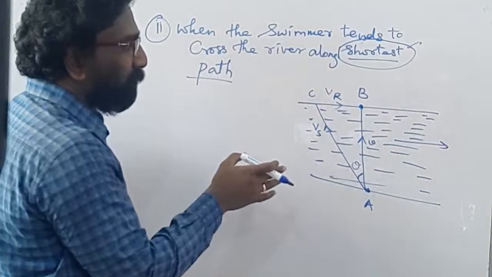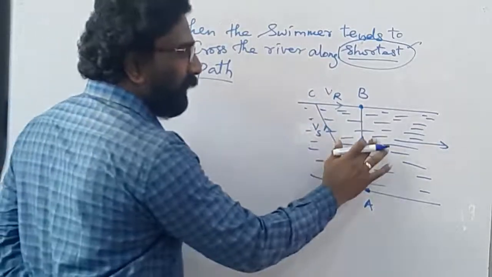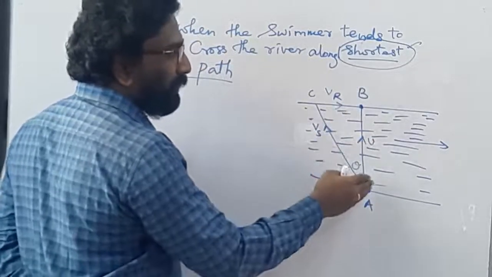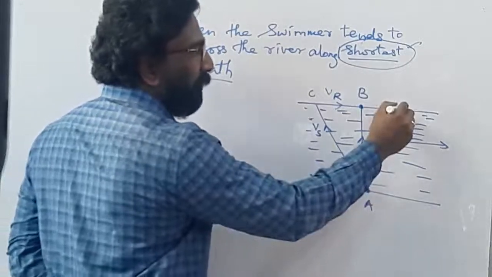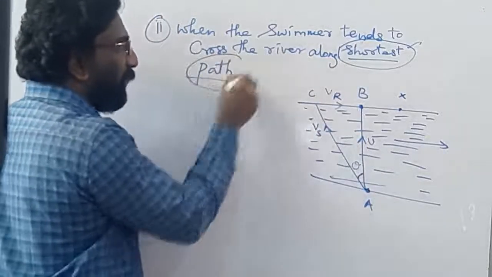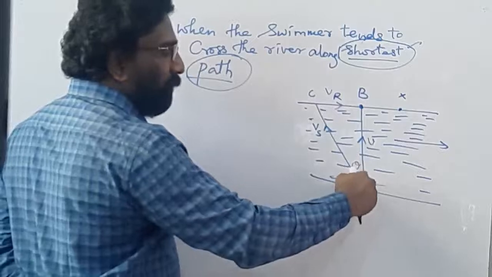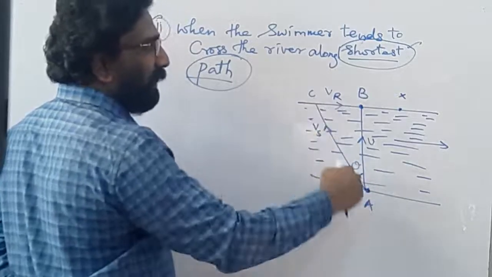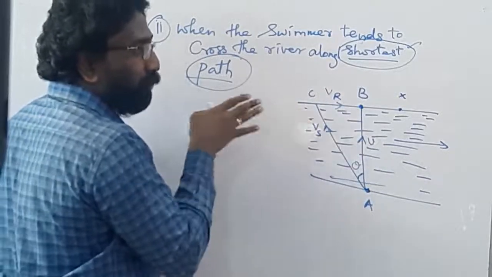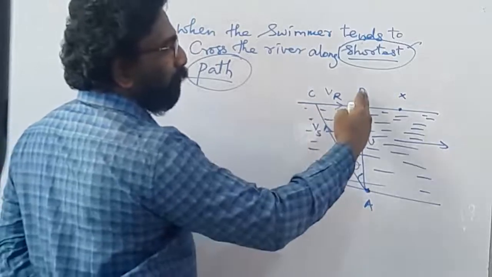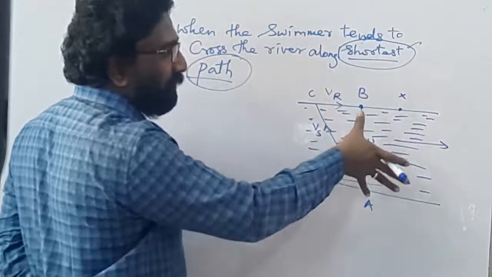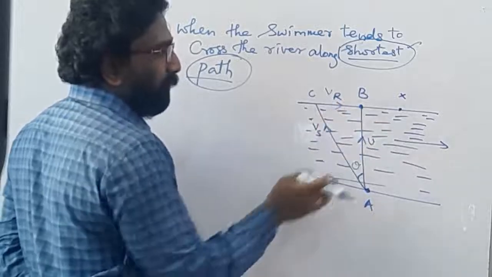Why does he need to swim in this direction? Because in the previous case we have seen that whenever a particular person tries to swim perpendicular to the flow of the river, due to the water currents he might end up at this point X. But here, since I need to cross the river in the shortest path, I'll try to swim at an angle so that even if my swimming gets affected by the water currents, I may reach the point B in the shortest amount of time, in a shorter distance.